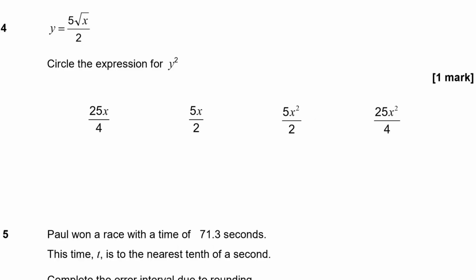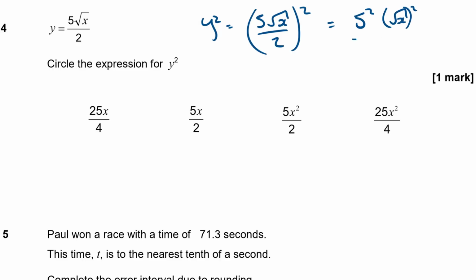Okay, we're given an equation for y. y equals 5 root x divided by 2, and we need to circle the expression for y squared. So y squared is, well, it's what I had a minute ago, squared. And when I square a bracket like that, everything inside the bracket is going to get squared. So it's going to be 5 squared root x squared over 2 squared. 5 squared is 25, root x squared is x, and 2 squared is 4. So it's 25x over 4. It's that one.